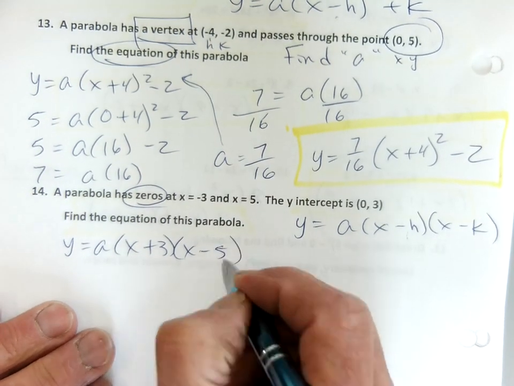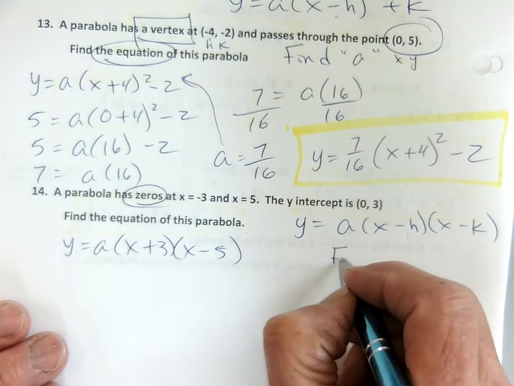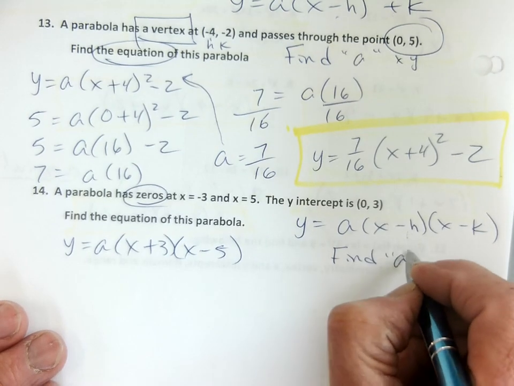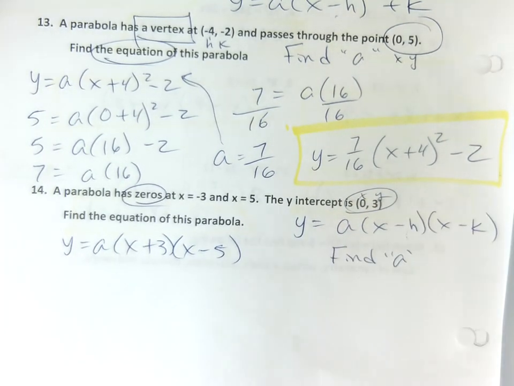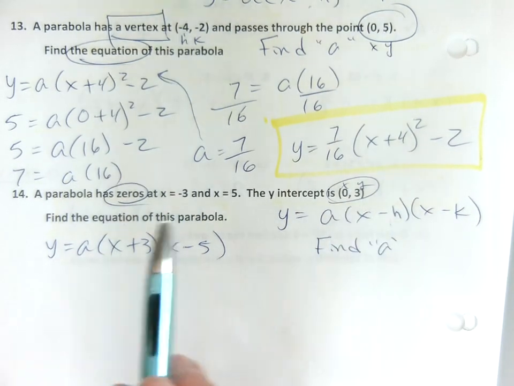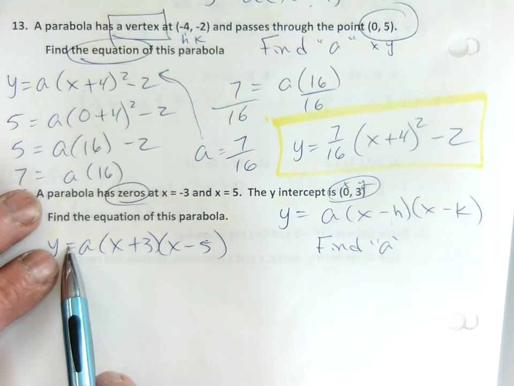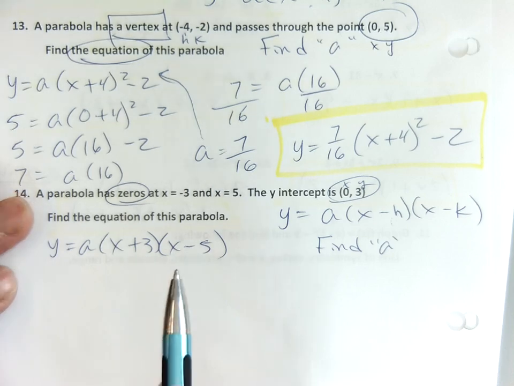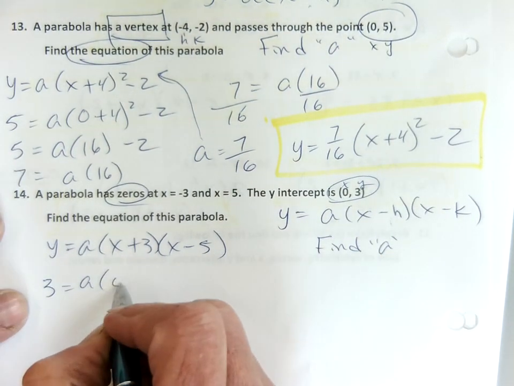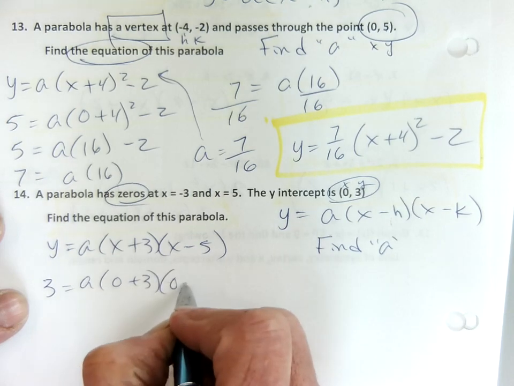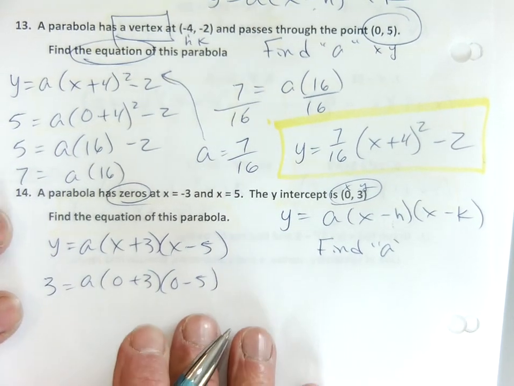So I've got an equation, but I need to find a. So find the value of a. Okay, how do I do that? I need another point. I've got one. I've got an x and a y value, right? So I'm going to put my 3 in for y and my 0 in for both x's. Okay, put 3 here. Put my 0 in for both x's. Okay, let's see if I can simplify that, okay?